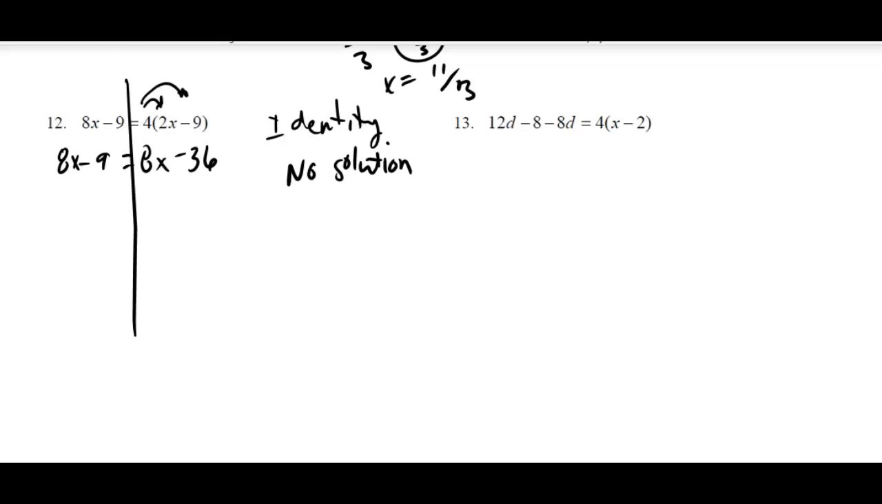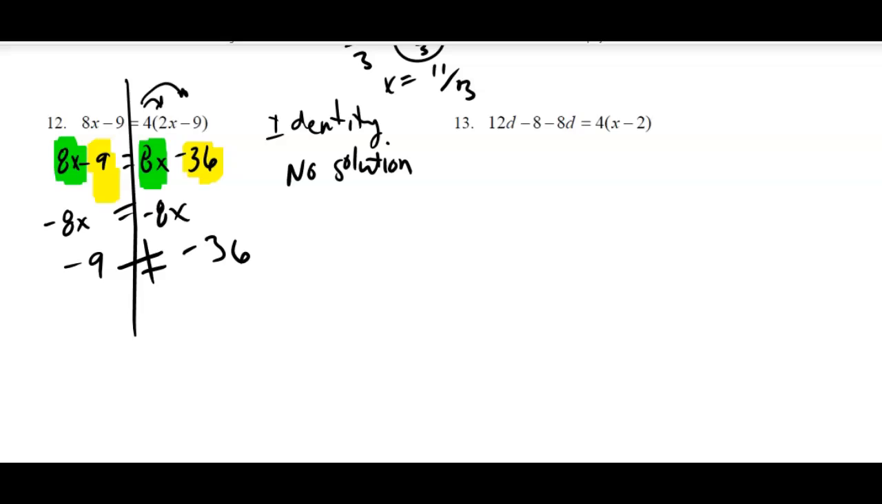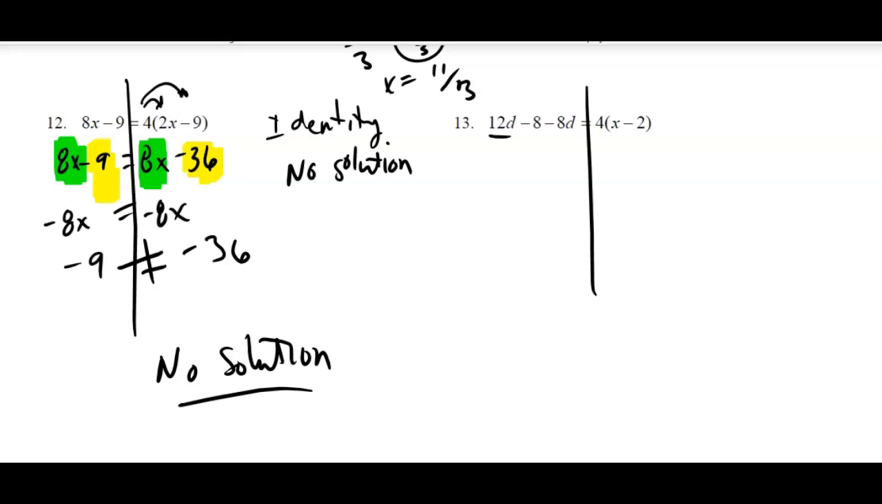So what we notice here is that these match, but these don't. So that's not going to work, because now I need to get my variables to the same side. Subtract 8x from both sides. Negative 9 does not equal negative 36. So when they don't equal each other, no solution. Okay.